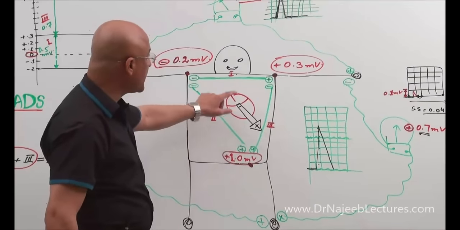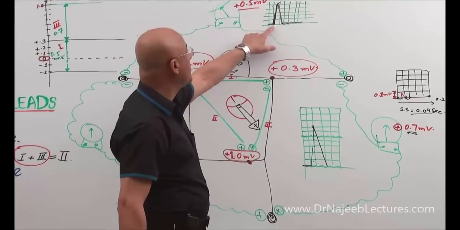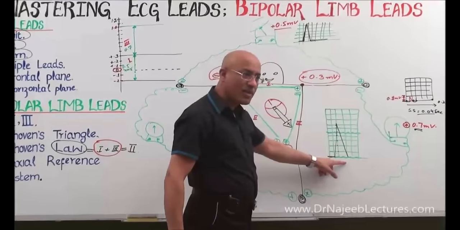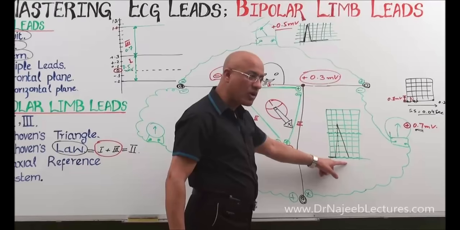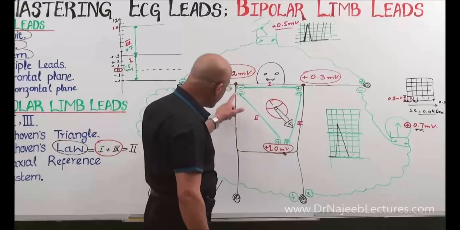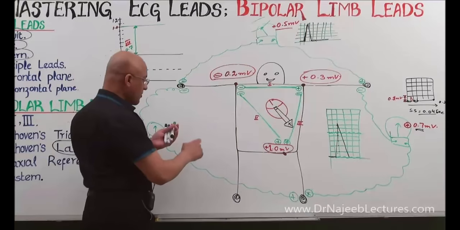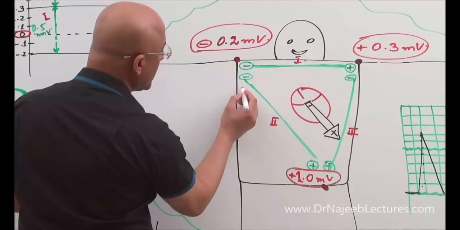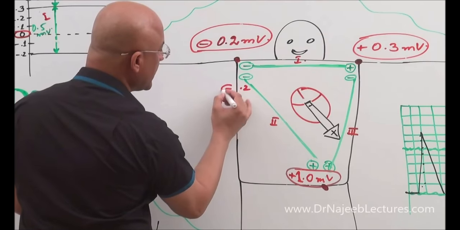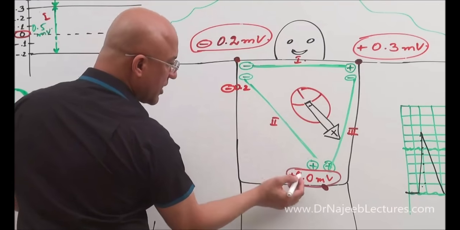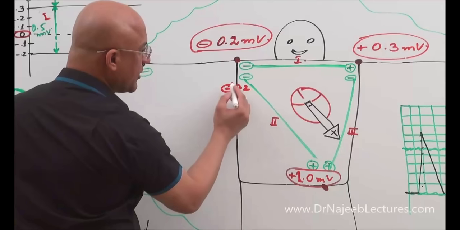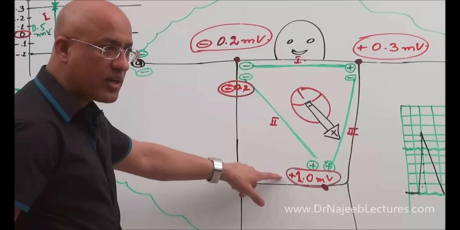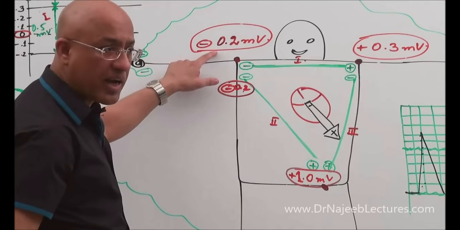This is normal. So if this is a normal heart, producing the normal QRS vector, then the pattern drawn by lead 1 will be 5 small squares high, and the pattern drawn by lead number 3 will be 7 small squares high. Now we come to lead number 2. It's very simple now. What is the potential here? Minus 0.2, and what is here? 1.0. What is the difference? 1.2. 10 positive units, 2 negative units.